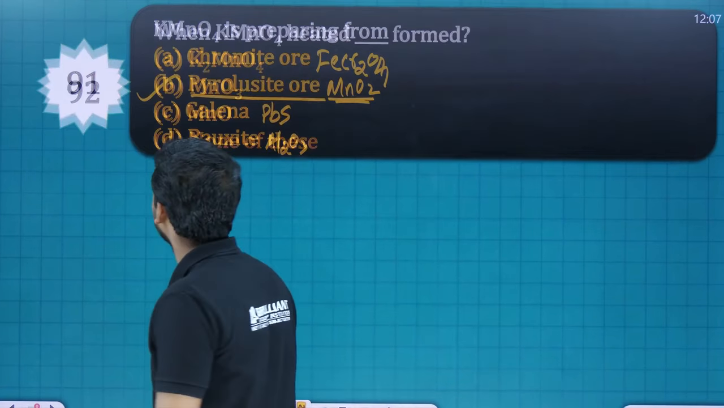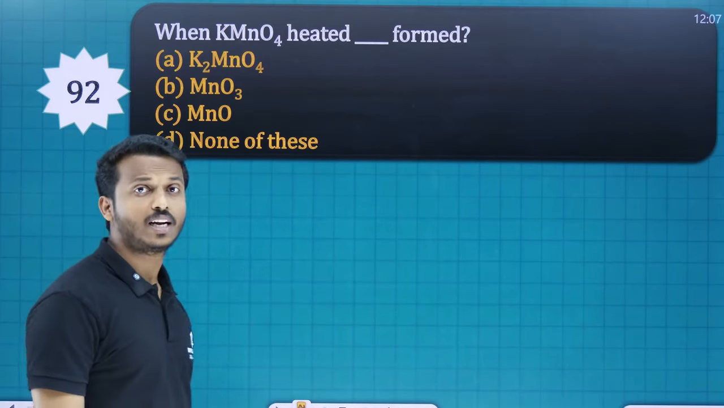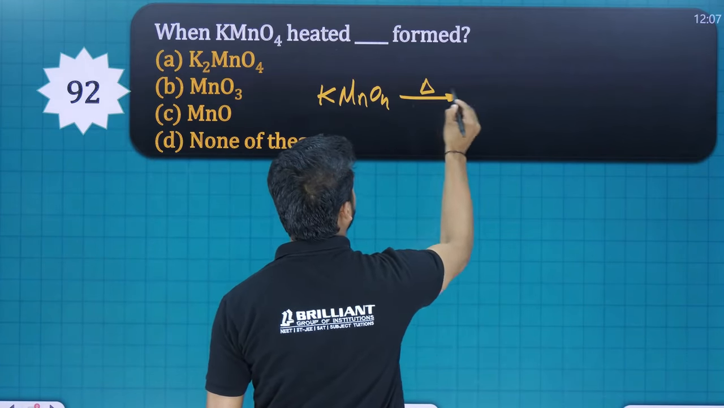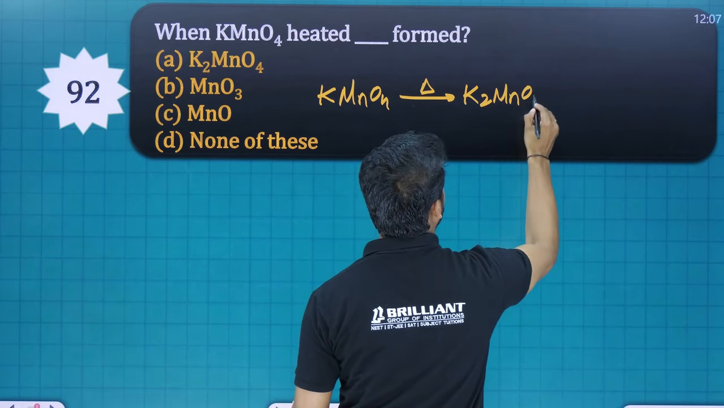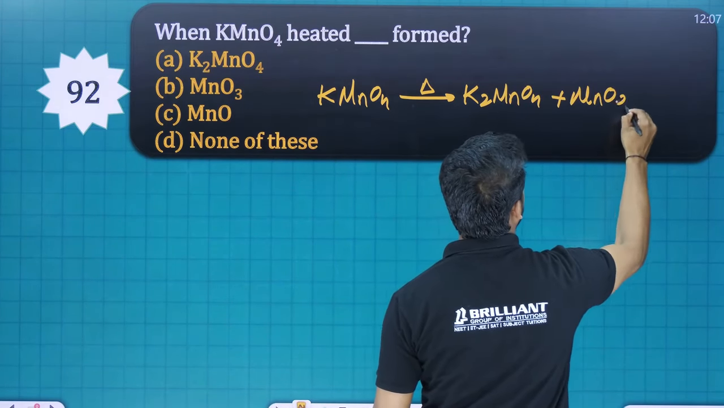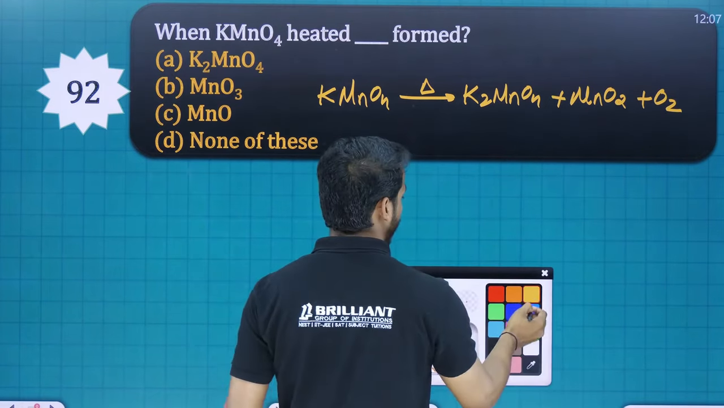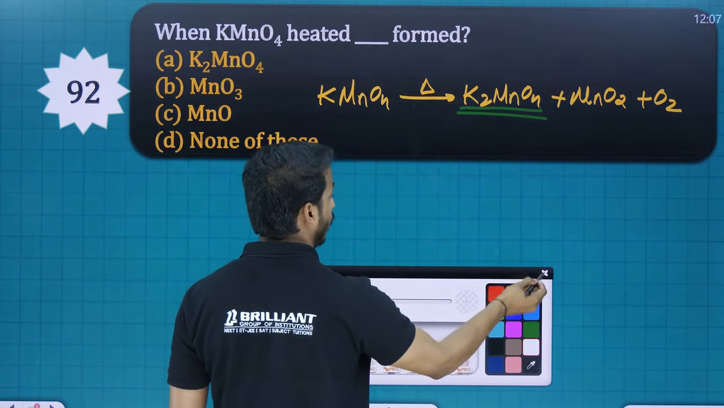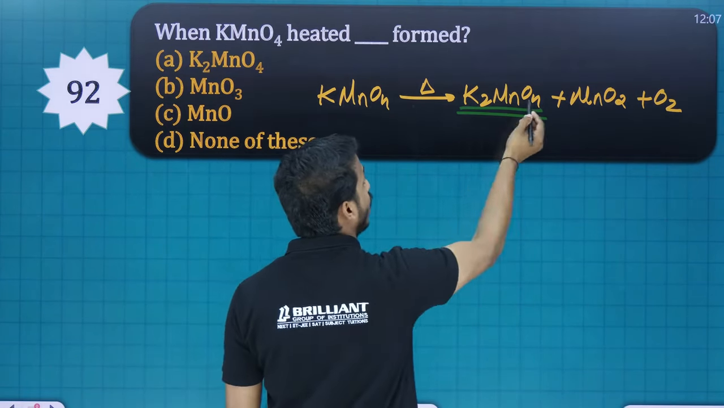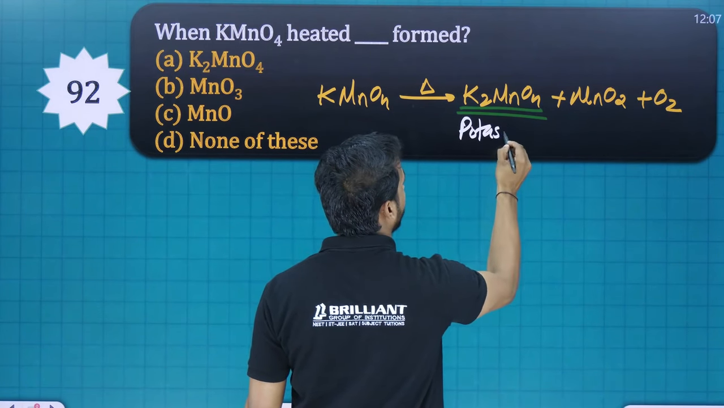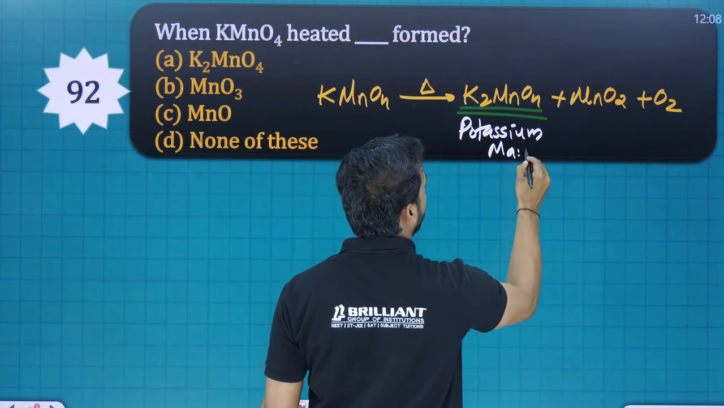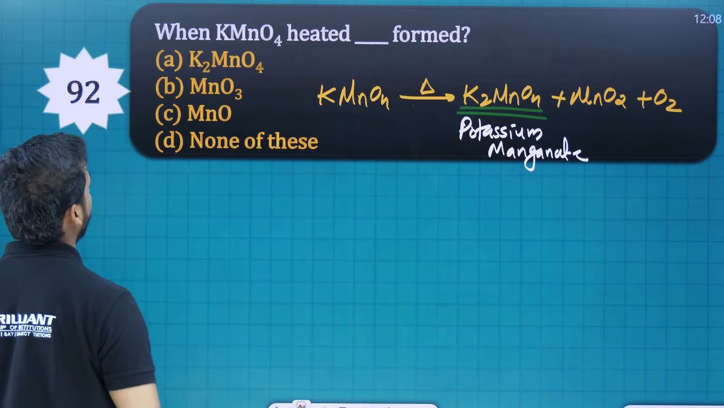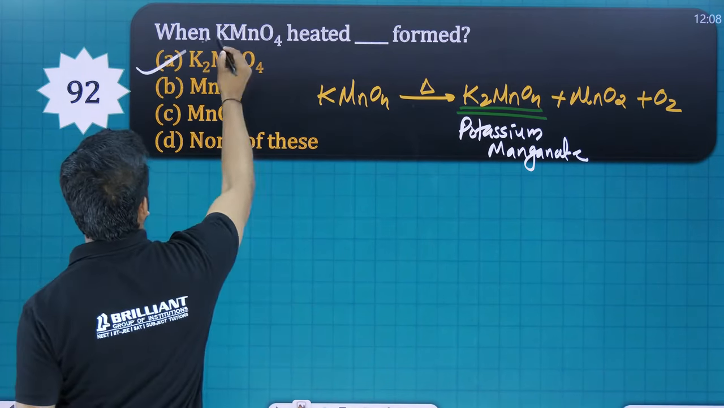So pyrolusite ore. 92. When KMnO4 is heated, what is formed? Here there is an equation. KMnO4, when you heat it, gives K2MnO4, MnO2 along with oxygen. What is KMnO4? Potassium permanganate. What is K2MnO4? Potassium manganate. So when KMnO4 is heated, it forms potassium manganate.